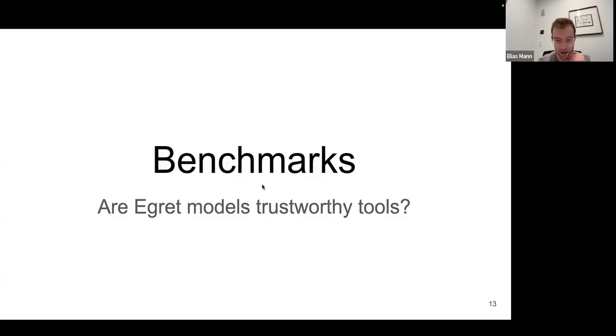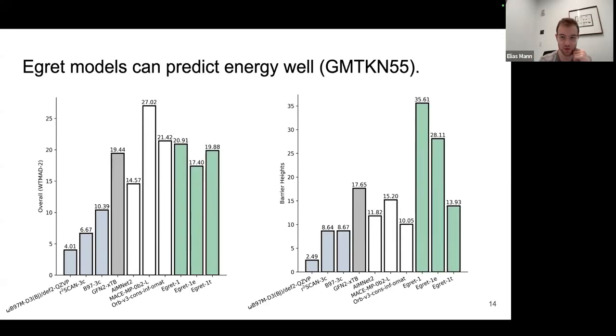Okay, so now benchmarks. How do these models do on real tasks? How can we evaluate whether or not they're trustworthy tools? So we'll start with GMTKN55. This one is a bit of a grain of salt. This is a good way to show how well the energies are predicted.